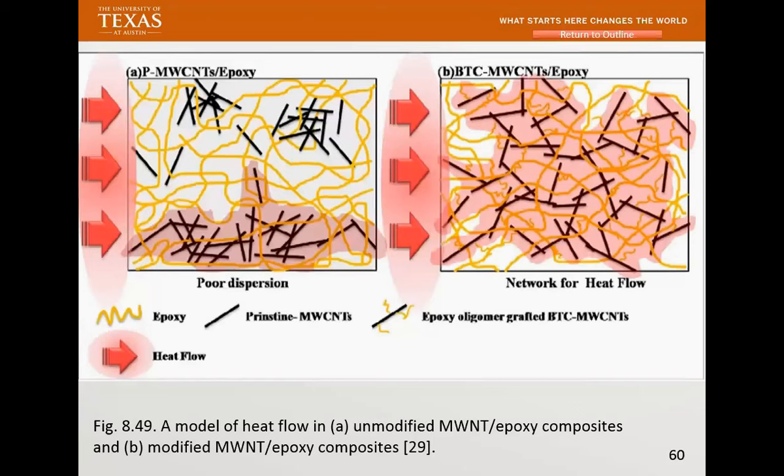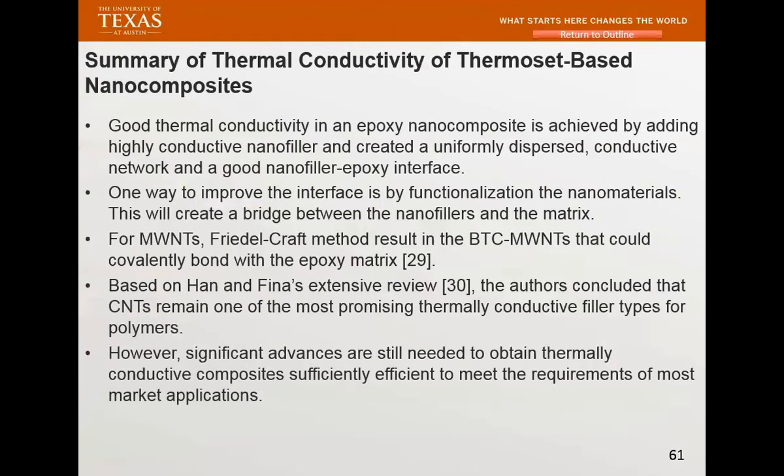So you need to see which one you want. If you have all these, it's perfect for heat flow because the electron jumps from one to the other. But if you separate them, it will give you better mechanical properties. Those are the things you need to see, which one is important. Okay, so in general, we could say that thermal connectivity can be achieved by adding these highly conductive fillers and making them uniform, and you have a good epoxy.